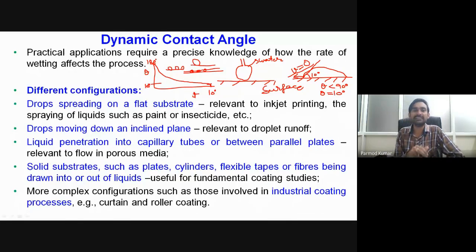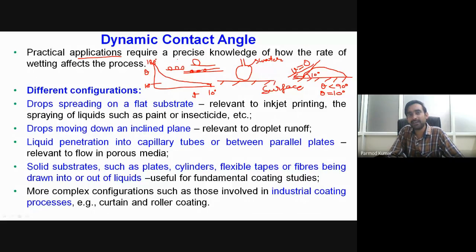While a droplet is in motion, the value of contact angle we are measuring is dynamically changing with time, and that particular contact angle is referred to as the dynamic contact angle. It is of relevance to many practical applications, some of which I have just listed. So why is it of relevance to practical applications?